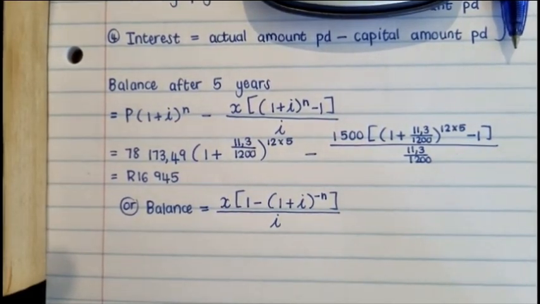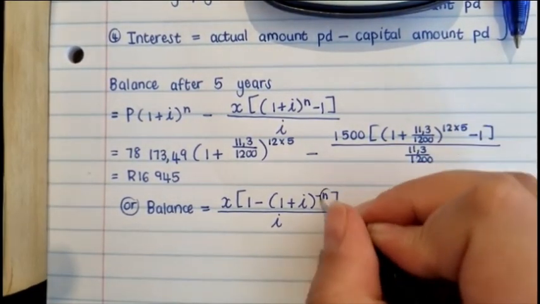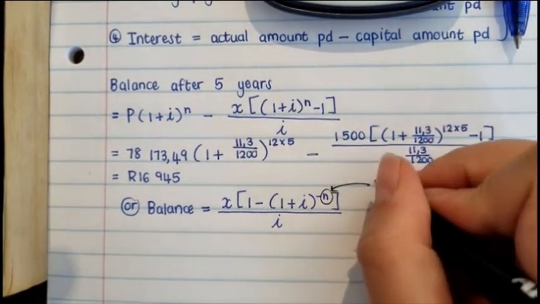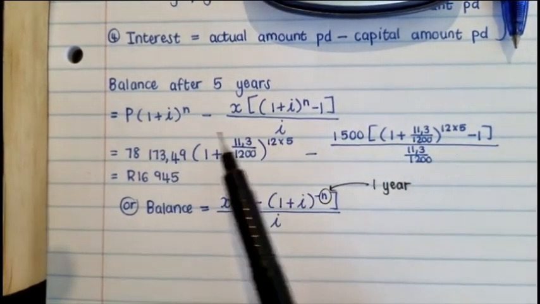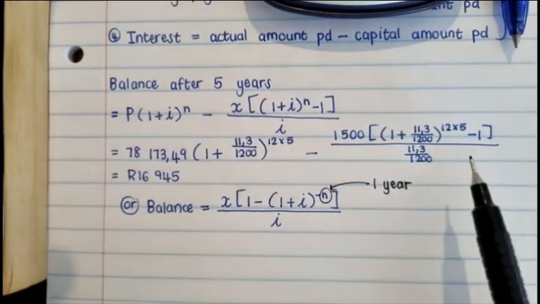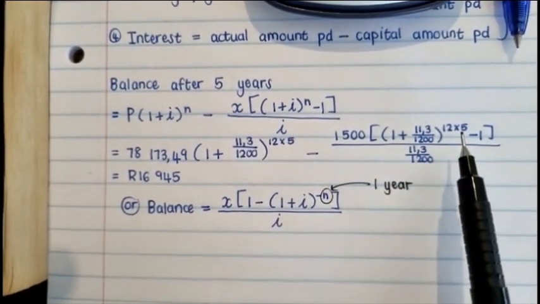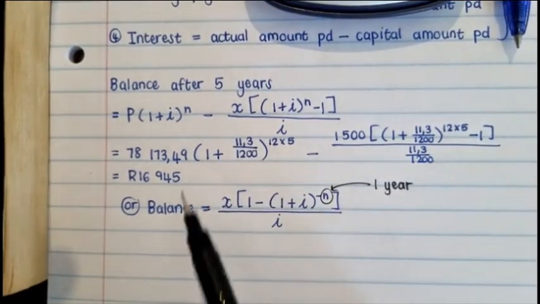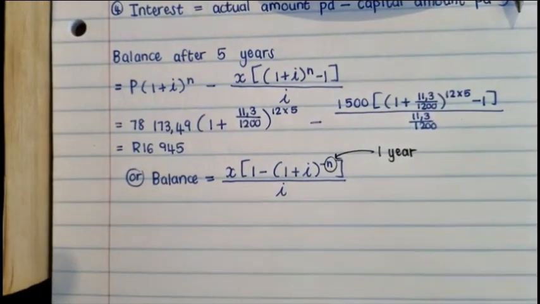They're asking for the balance after 5 years. So this N that we're going to have here is going to have to be for 1 year. That's why I'm saying the first formula is longer, but it's almost less thinking, because if they're asking for the balance after 5 years, you just use 5 in your exponent. If you use the present value formula for the balance, you have to do the years that are remaining.